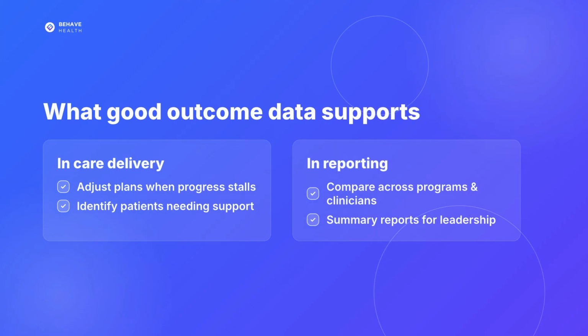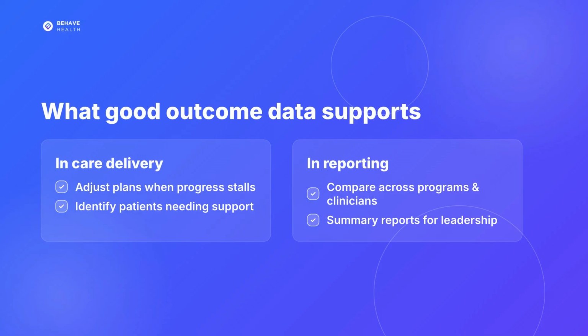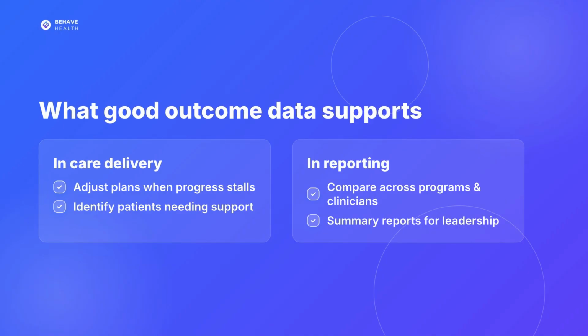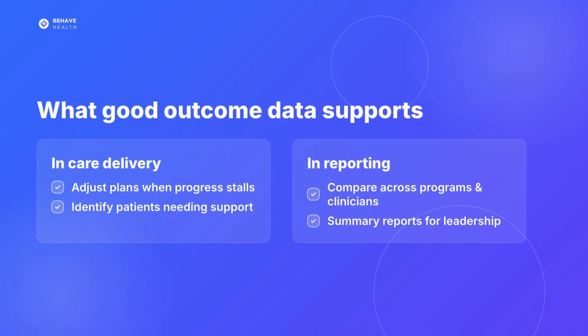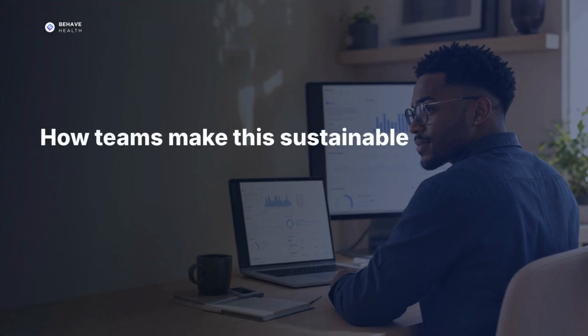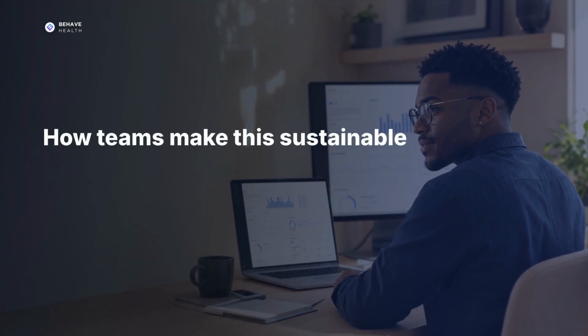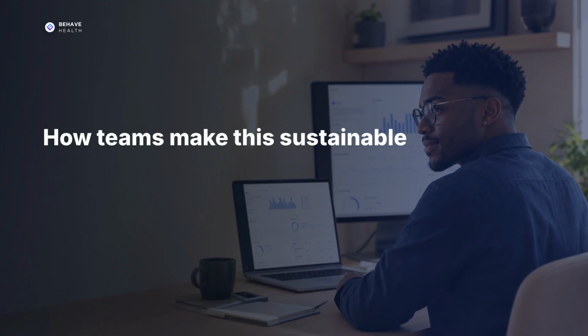When outcome measures are collected consistently, treatment centers can use them in several concrete ways. Adjust treatment plans when progress stalls, and identify patients who need more support. Compare progress across programs or clinicians, prepare summary reports for leadership and referral partners, and support measurement-based care and payer conversations. The easiest way to make outcome measurement sustainable is to build it into the normal workflow.